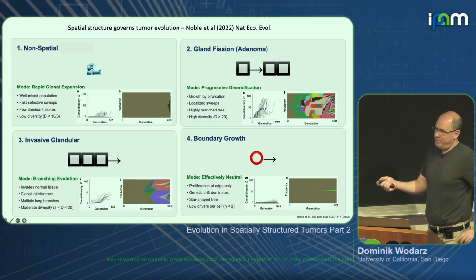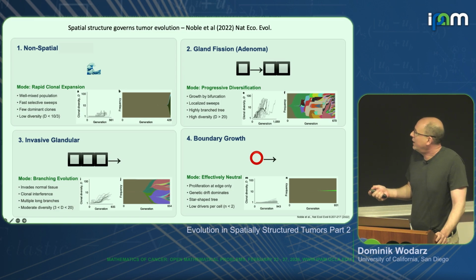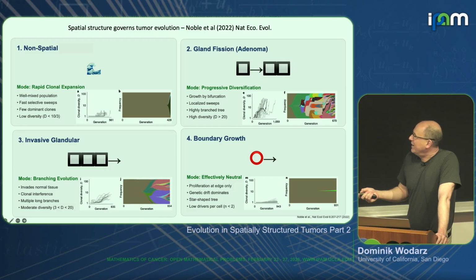So I want to start by talking briefly about a paper by the lab of Rob Noble. What they did is they showed in a nice way how the population structure can be very important for evolutionary dynamics and for the fate of mutants as a tumor progresses. And they compared various different structures.